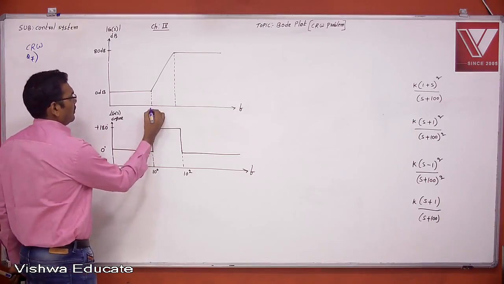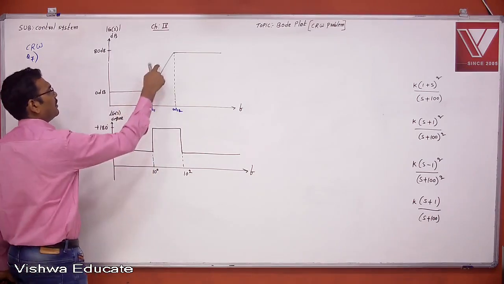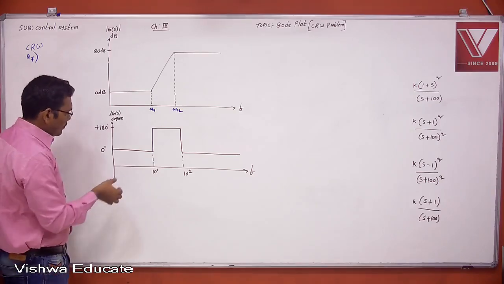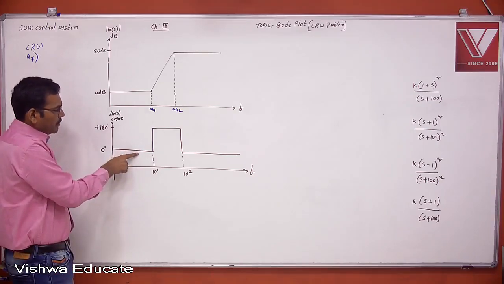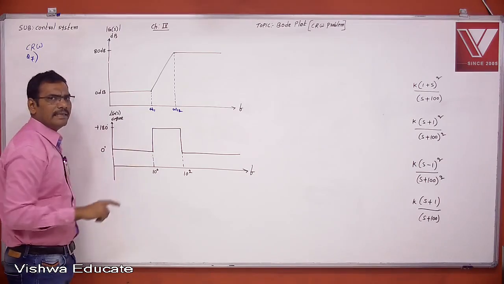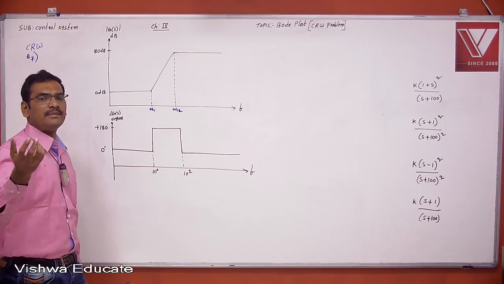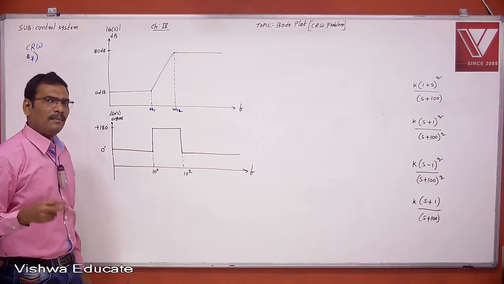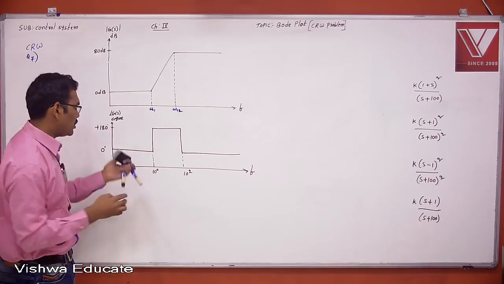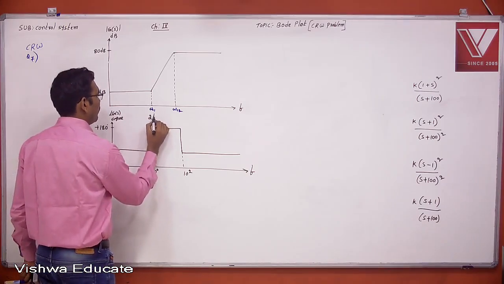Now these are the corner frequencies we have to assume. This is the corner frequency. The slope is changing from one level to another, and that particular frequency is obviously the corner frequency. If you observe, 0 degrees changes to 180 degrees, which means plus 180 degrees is added. This plus 180 degrees is because of two finite zeros.